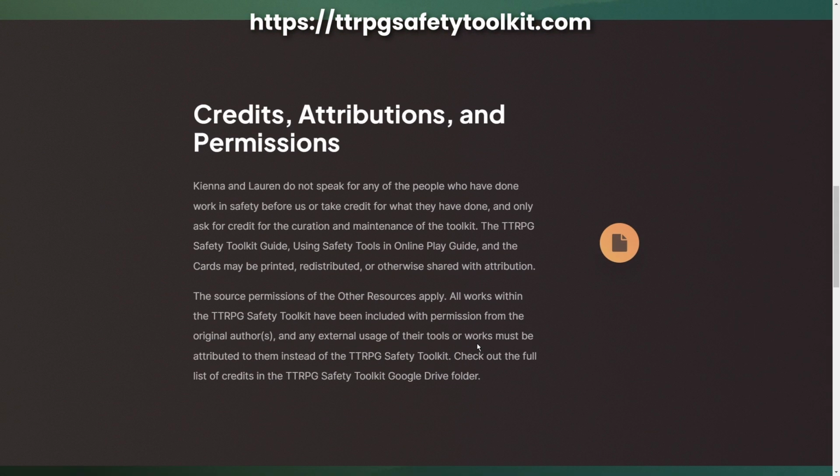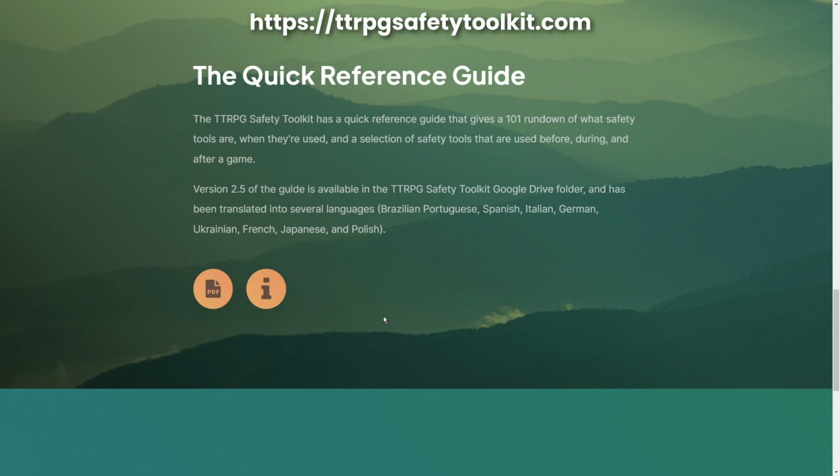It also discusses the credits, attributions, and permissions, which basically these are the people who brought a bunch of different systems together, but it also gives credit to everybody who has contributed, and I will do the same in the description for this video. And then we have the quick reference guide, and we'll go ahead and get to that.